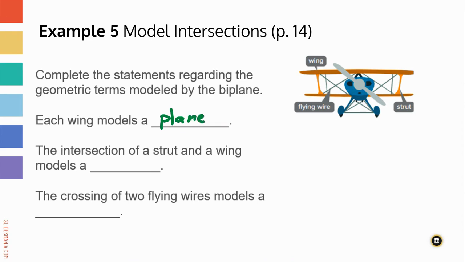The intersection of a strut and a wing. So here's a strut and then here's a wing. So the intersection of those two is going to be a point. And then the crossing of two flying wires. So here's our flying wires right here. And when they cross, they intersect in a point. So it models a point.